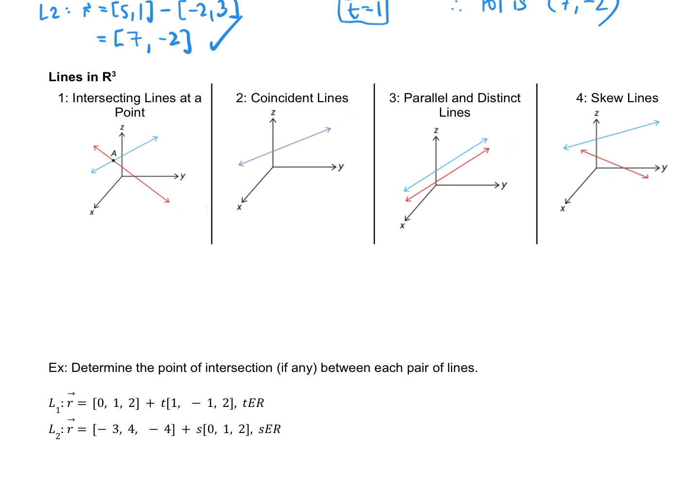And the way we're going to differentiate between intersecting and not intersecting, but not being parallel, is with a check at the end, because we won't know until the very end if there actually is a point of intersection or there isn't. But in terms of coincident or parallel and distinct, we're going to check the direction vectors.